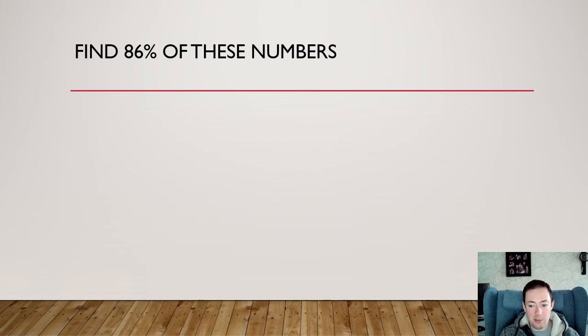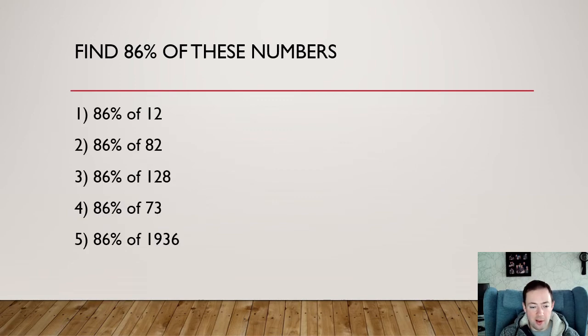I'm going to give you the same numbers again. There's 86%. There's the numbers from before. What I want you to do is find 86%. Now, your clue is, to find 86%, you would have to take 50%, 25%, 10%, and 1% and add them all together. So if I was doing this with 12, what would I be doing?